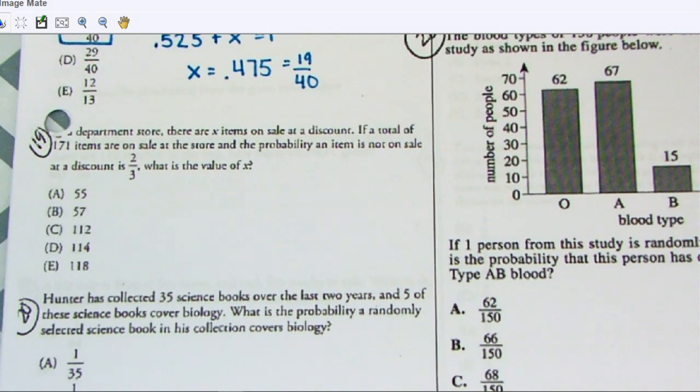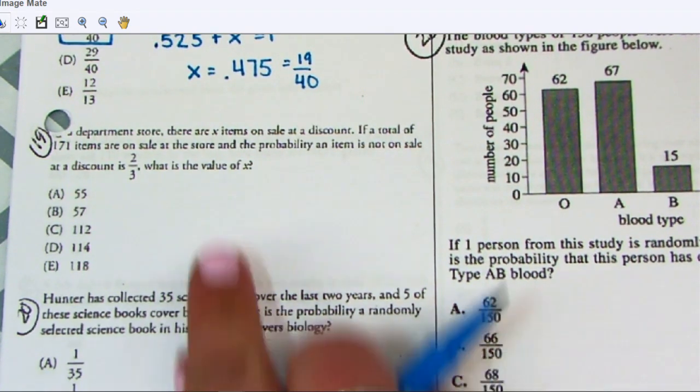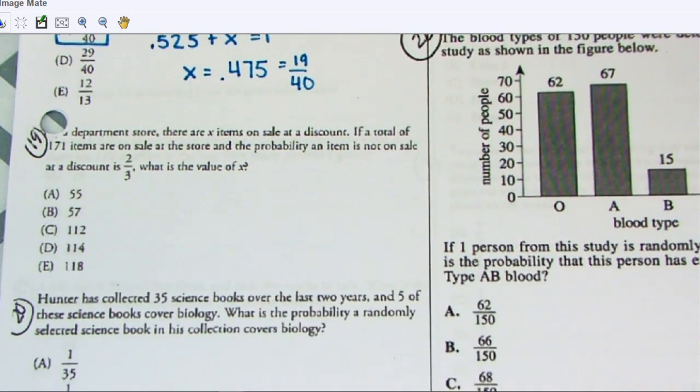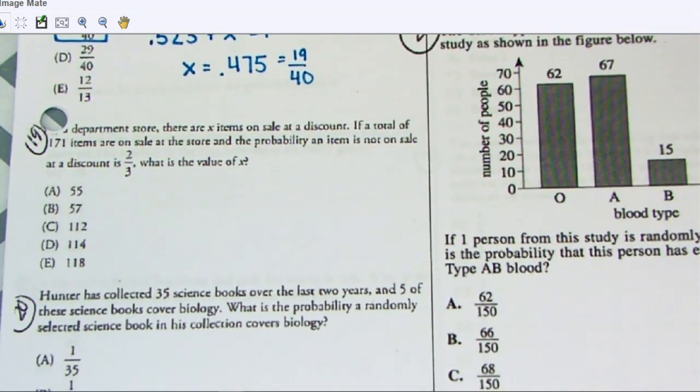Number 19, I think, is the worst question on this practice because it is horribly worded. And I swear, they purposefully word these so terribly to make you quit, because reading this question is terrible. I'm going to read it to you, and then we're going to cross out some words that don't make sense. It says, in a department store, there are X items on sale at a discount. If a total of 171 items are on sale at the store and the probability of an item not on sale at a discount is 2/3, what is the value of X?